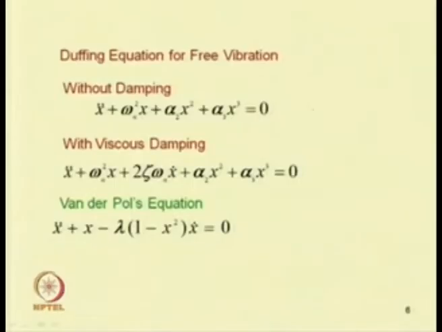So, for example, let us take the Duffing equation. Without damping we can write this equation in this form, that is x double dot plus omega n square x plus alpha 2 x square plus alpha 3 x cube, if you are taking quadratic and cubic nonlinearity. Then we add a viscous damping term to this Duffing equation, and in the case of the van der Pol equation also this is the term with damping. Instead of taking these equations we can still take a few simpler cases where we can have this nonlinear damping.